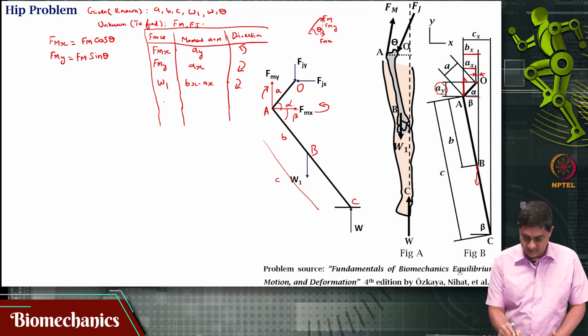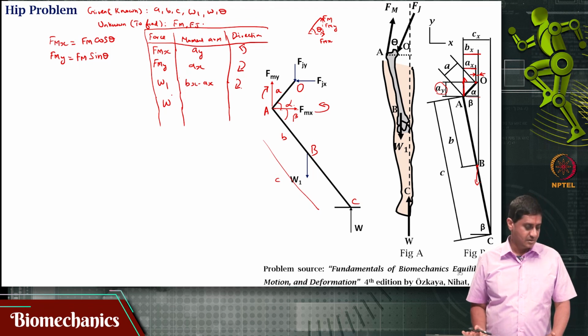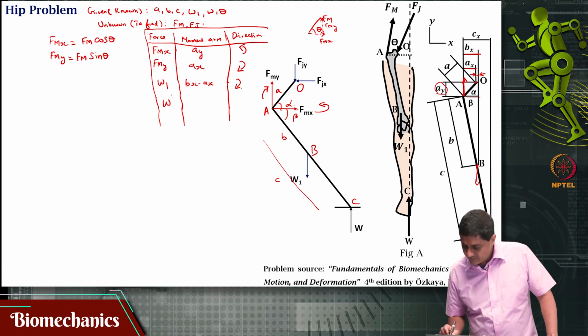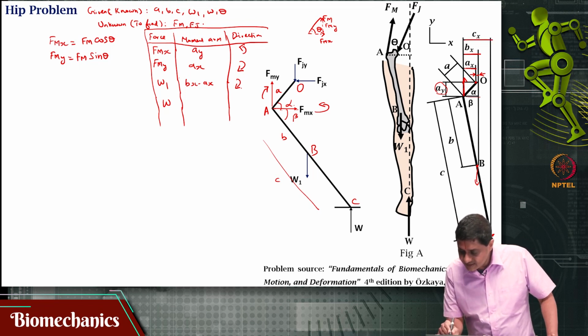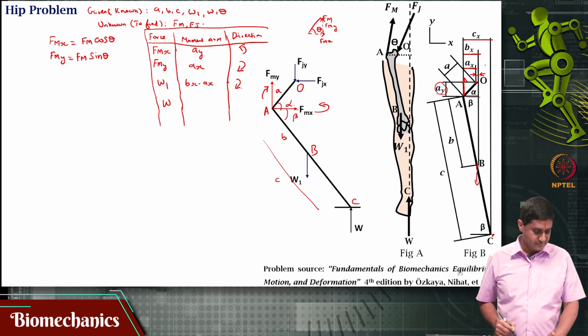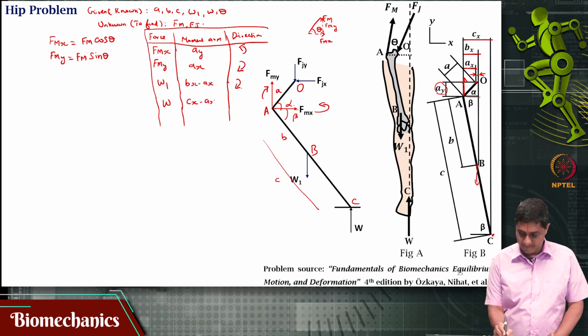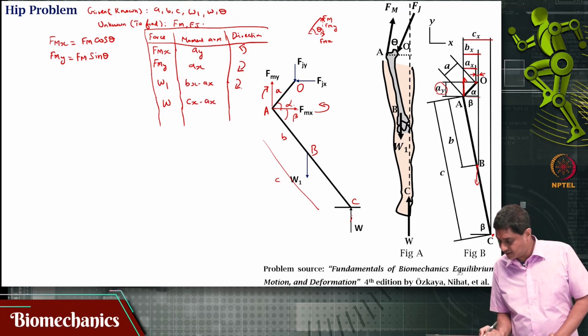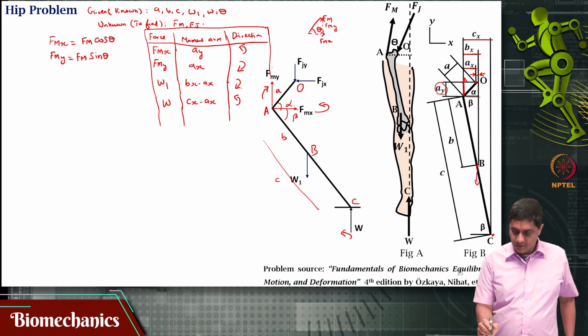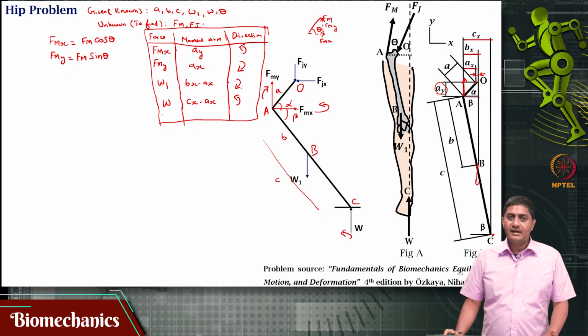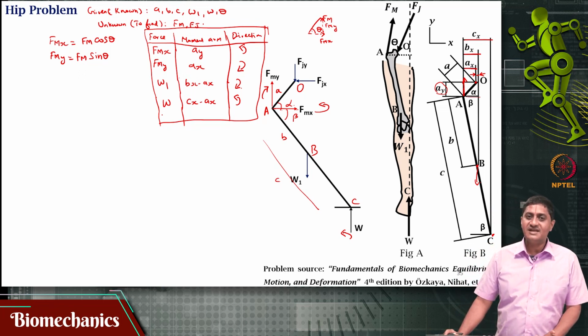Then what? Then W. W is acting at that point C and that distance is Cx minus Ax. And that force is acting in this direction, so it will be causing a counterclockwise moment. Note, I do not know what Ax, Bx, Ay, By are. I only know A and B. The corresponding alphas and betas are given.